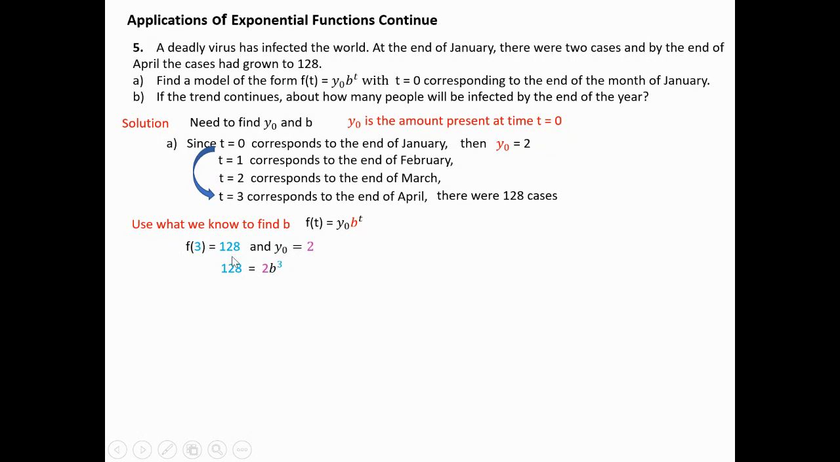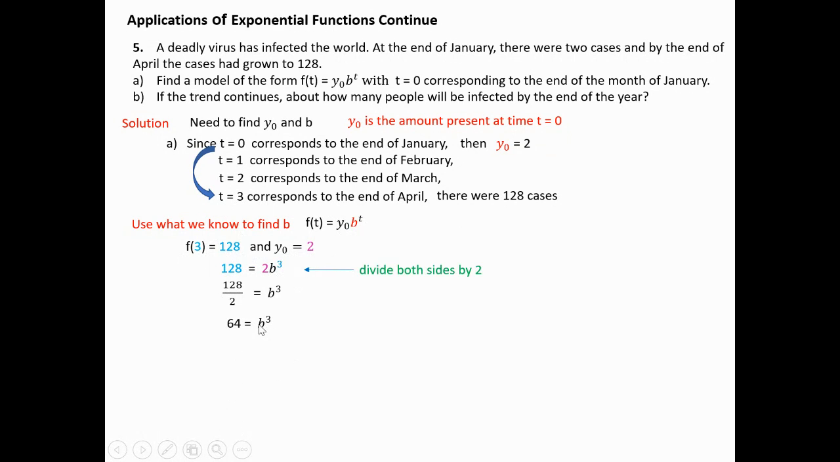The 128 is going to be the amount in 3 months. That's why 128 equals 2 times b to the third, because t equals 3. So from here, we're going to try to solve for b. The first part that we do is divide both sides by 2, which will give us 64 equals b to the third power.